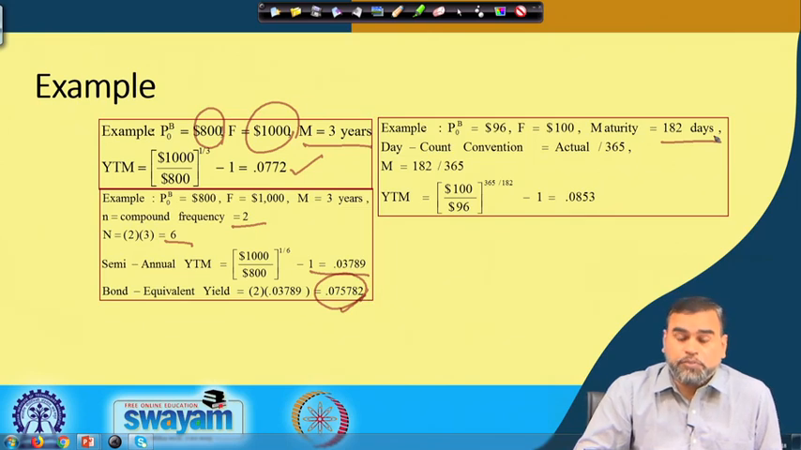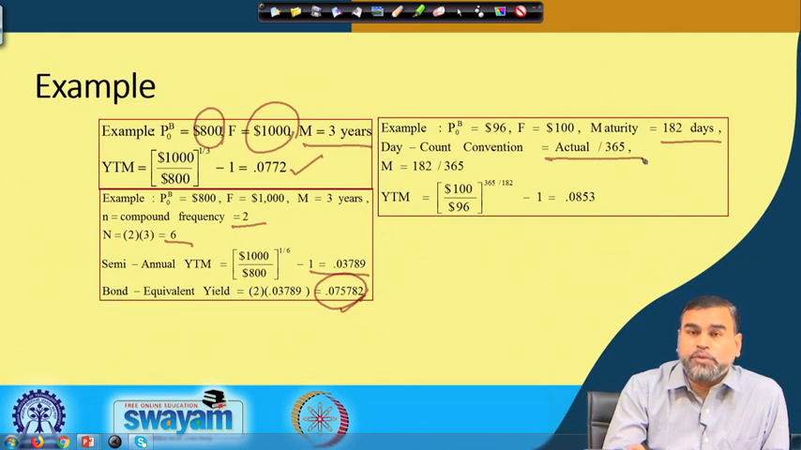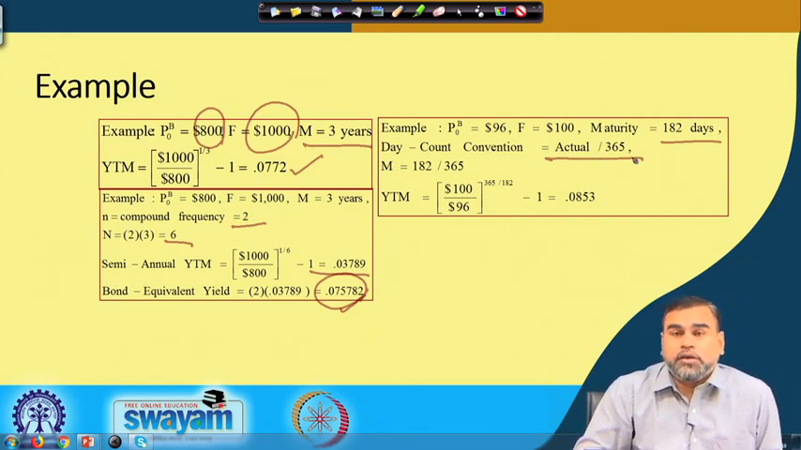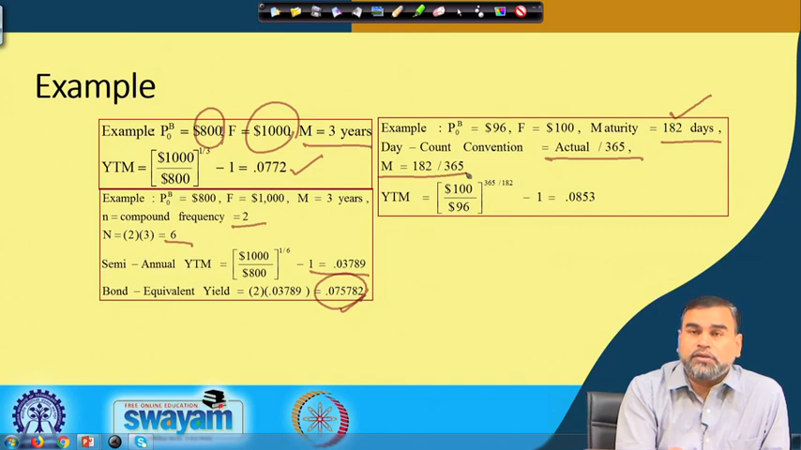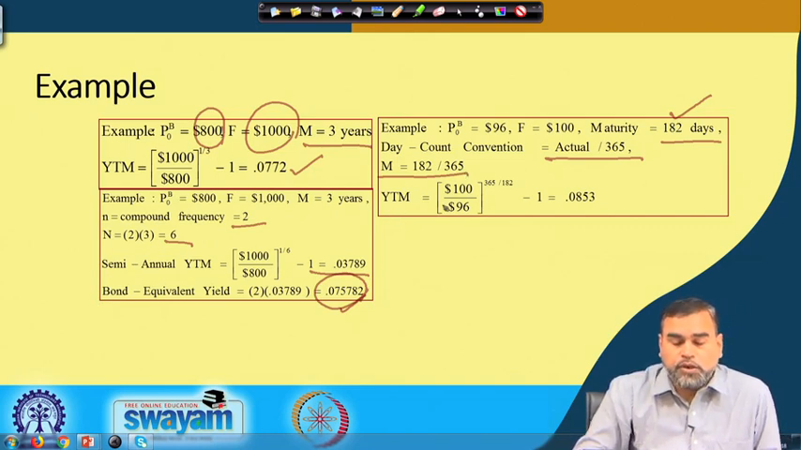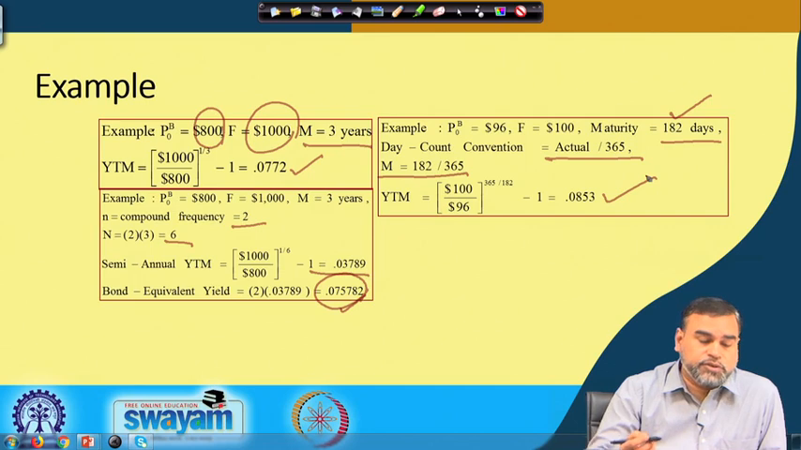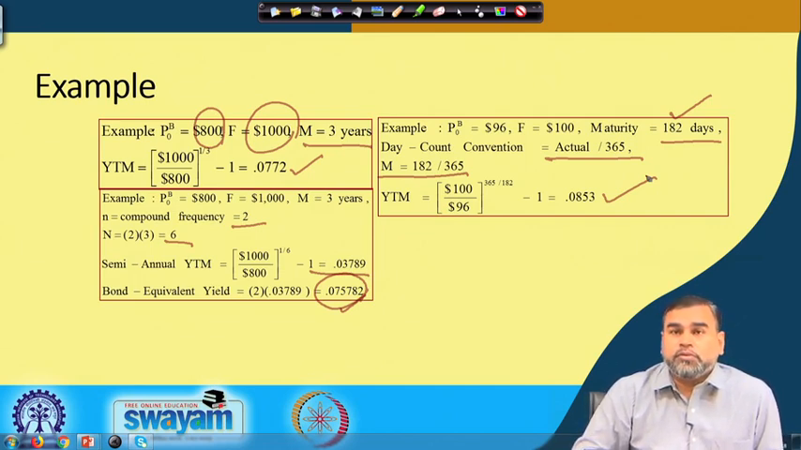So, if you remember, we are using a day count convention. Your day count convention means it is actual days divided by 365, or you can go by 360, where the actual is not considered. We consider that every month is equal to 30 days. In that context, if your maturity period is 182 days, then M is equal to 182 by 365, then YTM is equal to (100 by 96) to the power 365 upon 182 minus 1, that is 8.53%. So, it is a straightforward calculation whenever we calculate the yield of a zero coupon bond.